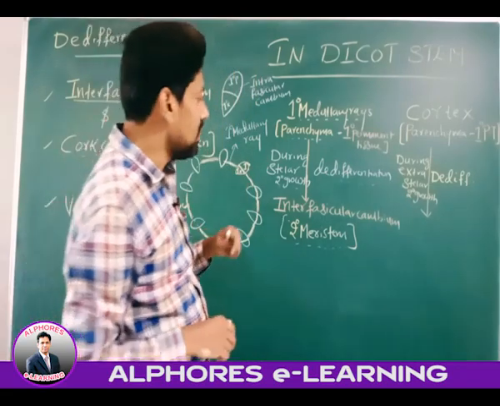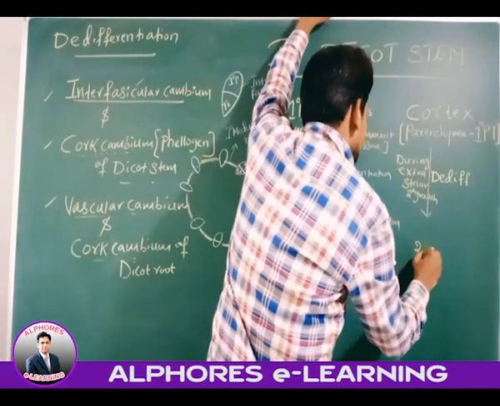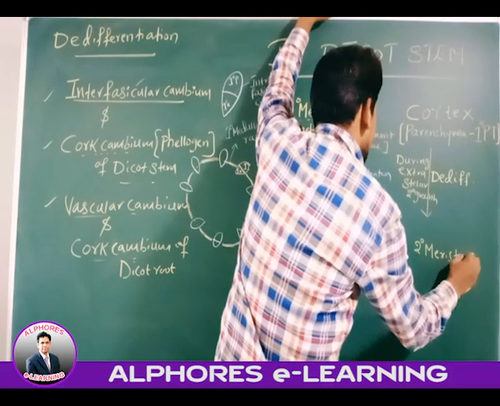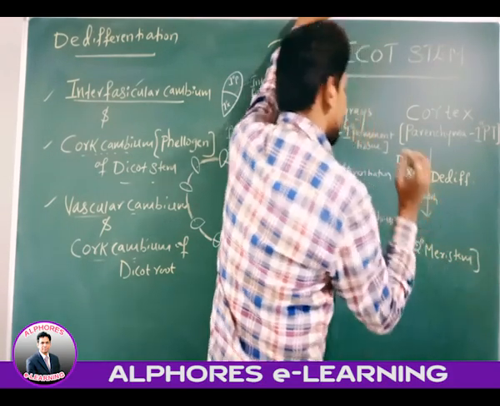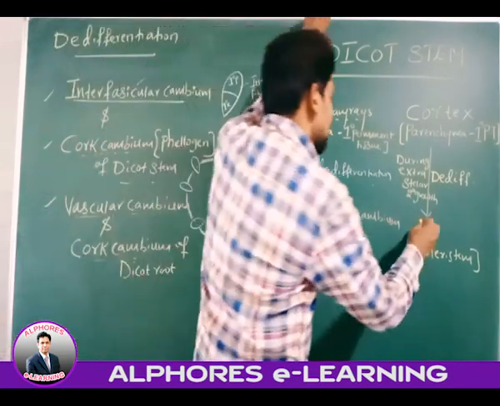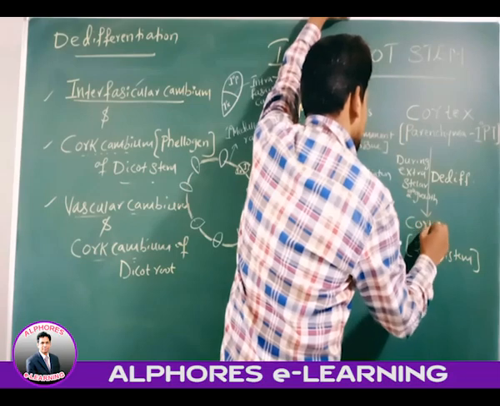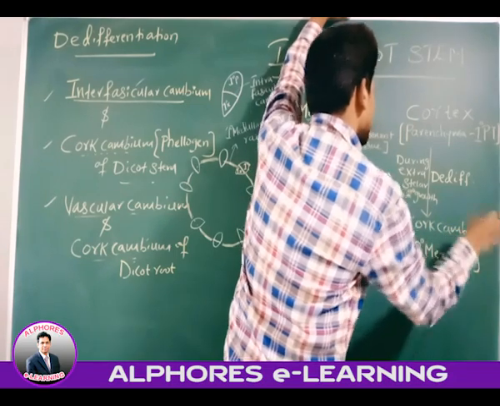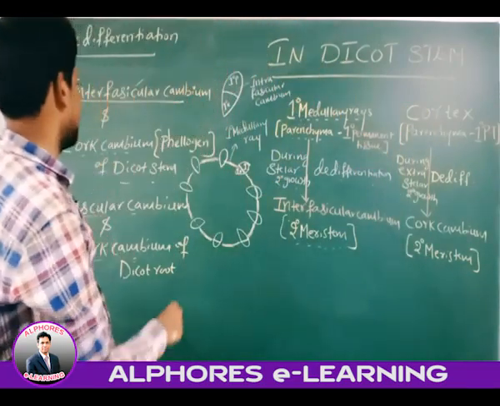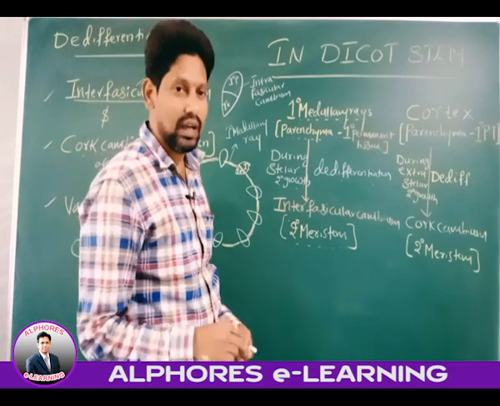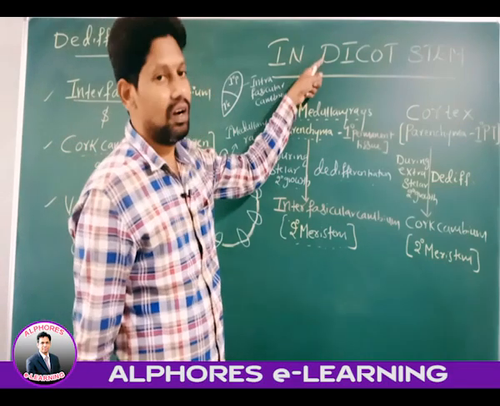Now you tell me, if de-differentiation takes place, which meristem do you get? Secondary meristem. The name of the secondary meristem is cork cambium. What is another name for cork cambium? Phellogen. Is this statement okay? In the dicot stem.